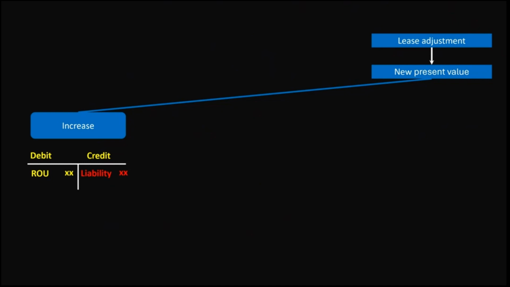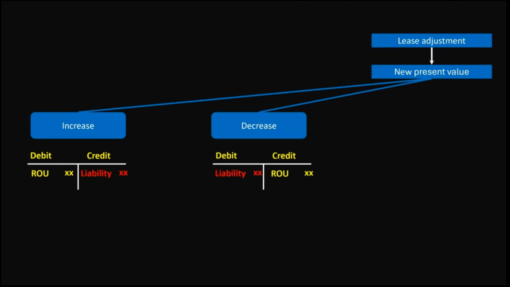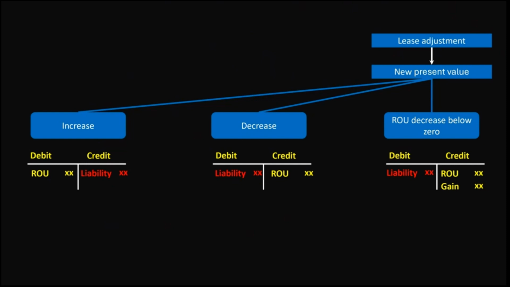On the other hand, if the present value of future minimum lease payments decreases, the entry entails debiting the lease liability account and crediting the right of use asset account for the difference. In the case the adjustment results in the right of use asset decreasing below zero, any surplus will be credited to the gain on the lease modification posting account.